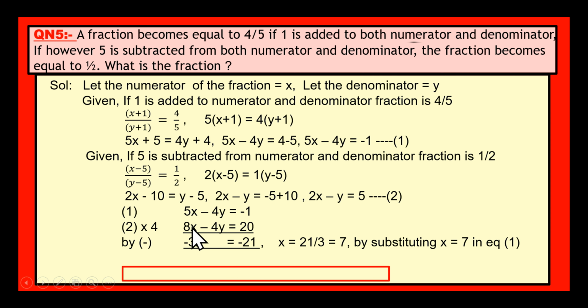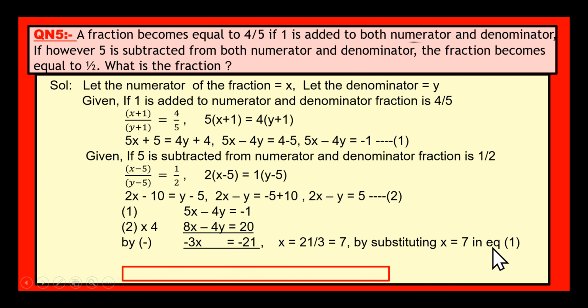So 5x minus 8x is minus 3x. Minus 4y plus 4y cancel. Minus 1 minus 20 is minus 21. Minus 3x is equal to minus 21, or 3x is equal to 21. And x is equal to, here 3 multiplies this x and the other side should divide 21. Therefore x is equal to 21 by 3, which is equal to 7.